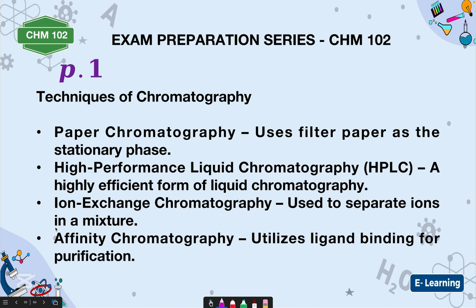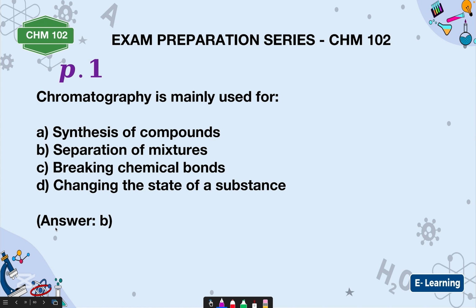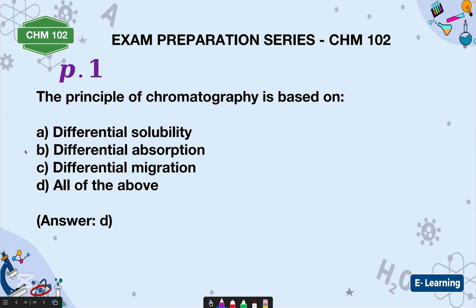Now, we have the question here. Chromatography is mainly used for: separation of mixture, synthesis of compounds, breaking chemical bonds, changing the state of a substance. I've told you that chromatography is mainly used for separation of mixture, right? The principle of chromatography is based on differential solubility, that is correct. Differential absorption, that is also correct. Differential migration, that is also correct. Because we said, based on principles, some use solubility, some use absorption, some use what? Migration. So the correct answer is what? All of the above. Are you getting it now? All of the above.